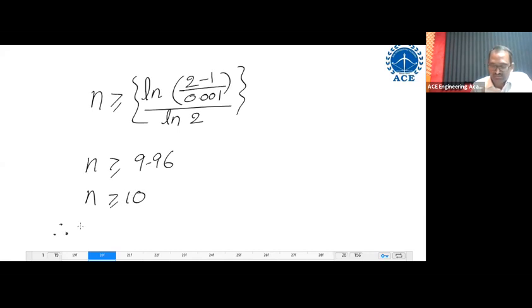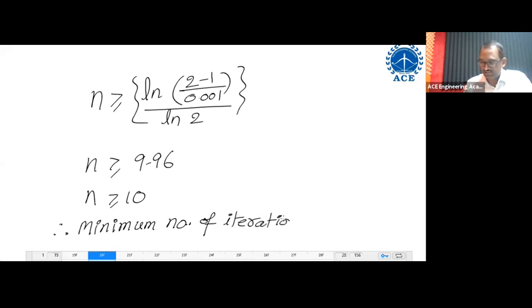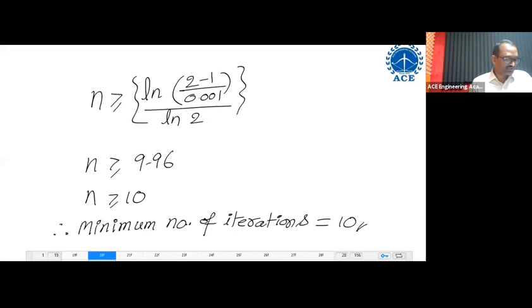N greater than or equal to 10 means we need to perform 10 iterations or more than 10 iterations. That means the minimum number of iterations required is 10. So in the same manner, note this and do it yourself. We'll go to the next model then.